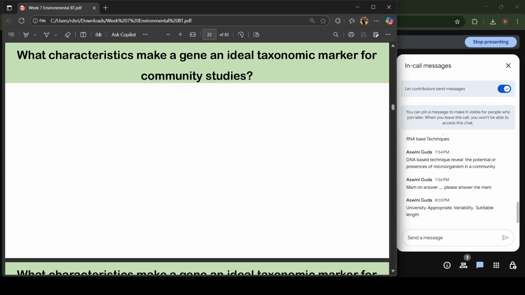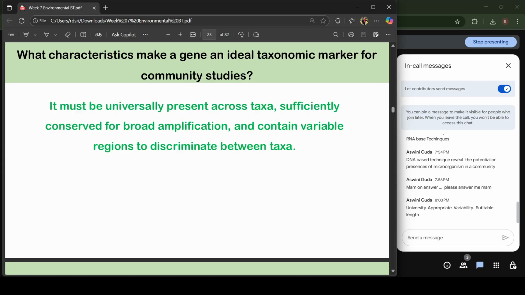Exactly. So it should be universally present. It should be of a suitable length for us to amplify using PCR or some technique, and it should be appropriately variable. One more key point is that it should contain conserved and variable regions.